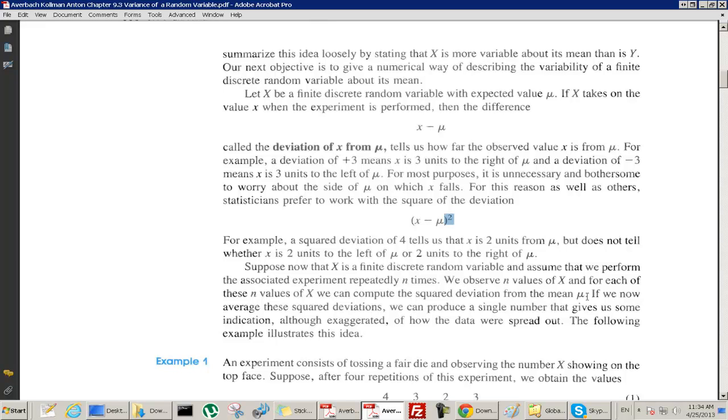If we now average these square deviations, so we average them all up, we can produce a single number that gives us some indication of how the data were spread out. Right? So we'll get many different square deviations because we do it n times. We take the average of that, and that tells us the average squared deviation. So they say it's exaggerated because we squared it. So we might get an average of 5, but that's the average squared deviation, not the average deviation.